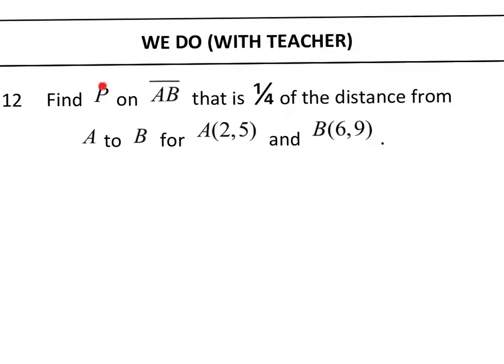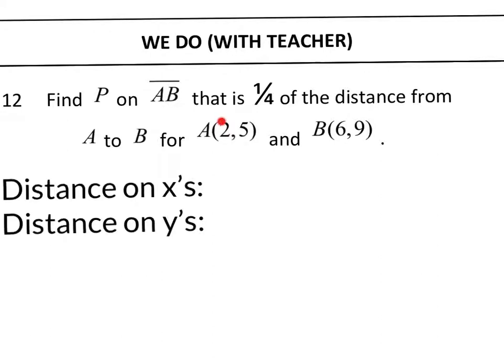So, find point P on line AB that is 1/4 of the distance from A to B, for A is at (2, 5) and B is at (6, 9). The first thing I like to do is find the distance it moved between the x's, and then the distance it moved between the y's. I'll look at the x-coordinate for A, that's 2, and for B, that's 6. To find the distance, you do the second one minus the first one. So 6 minus 2 is 4. My x's traveled 4 units.